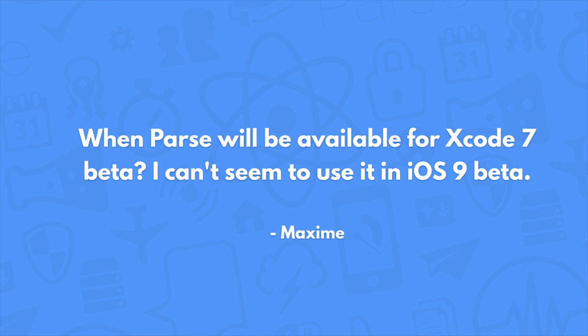When will Parse be available for the Xcode 7 beta? I can't seem to use it in iOS 9. Yeah, so the various iOS betas have been out for a couple of months now, and we've been actually squashing issues as they pop up. The latest iOS SDK should work just fine on Xcode 7 Beta 4, which is the current beta as of today. And if you still run into any issues, please go ahead and file a bug report, and we will take care of it as quickly as we can.